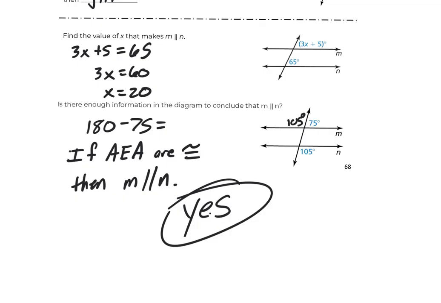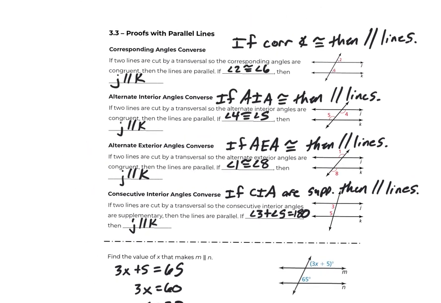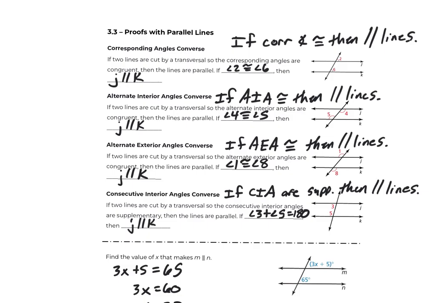But our reasoning has to use one of these four statements up here, okay? If you can use one of these four statements in some shape or form, you can prove that that's true, okay? If I can't use one of these in some shape or form, then I don't have enough information to get there, okay? And that's what you kind of have to decide. Can I use one of those theorems?